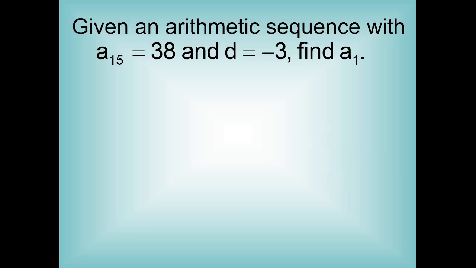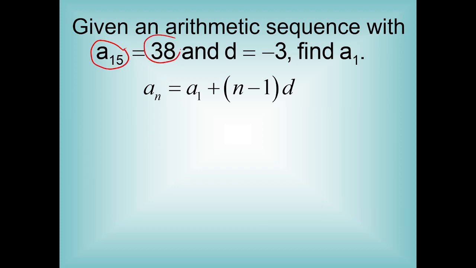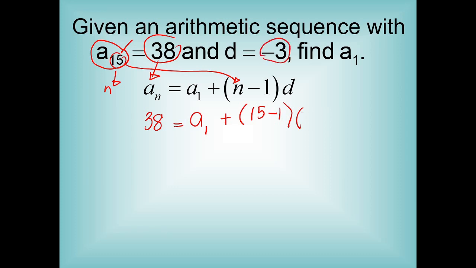What if I'm looking for the first term? So we are given here an arithmetic sequence with a sub 15 as 38, and the common difference is negative 3. We're looking for the first term. So using this formula, we all know that this is equal to 38, a sub n, and we know that n is equal to 15. So we all know that a sub n is 38. That's equal to the first term, the term we're looking for, plus n, which is 15 over here, minus 1, and the common difference, it's stated here, it's negative 3.